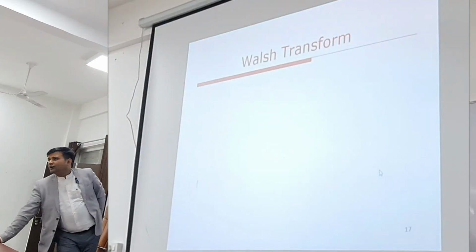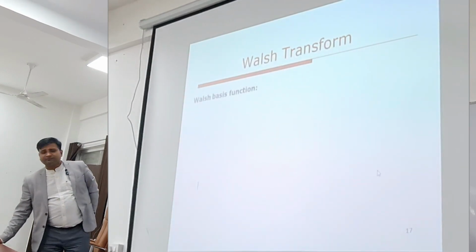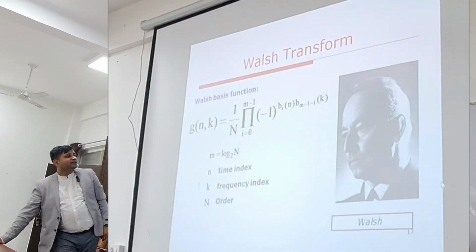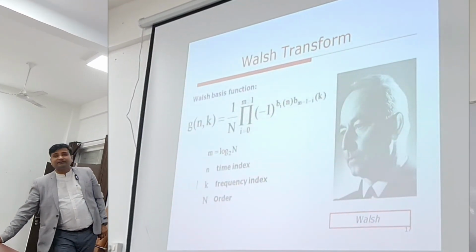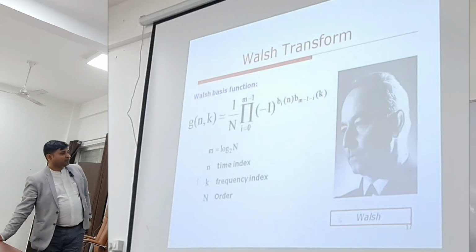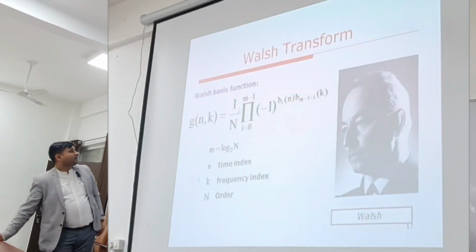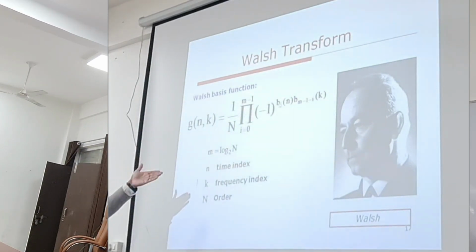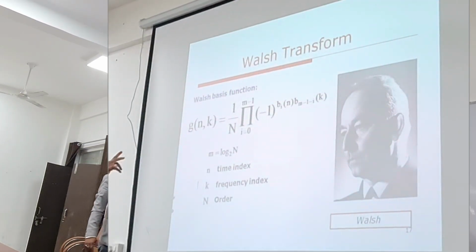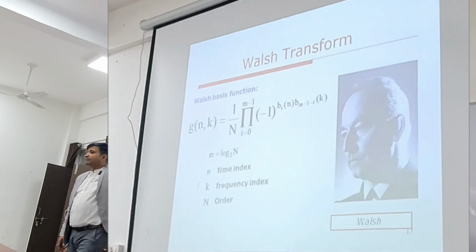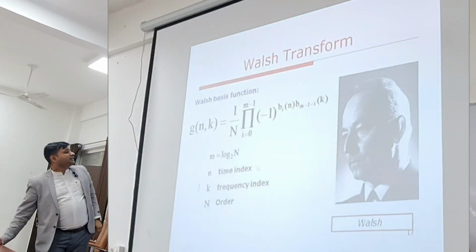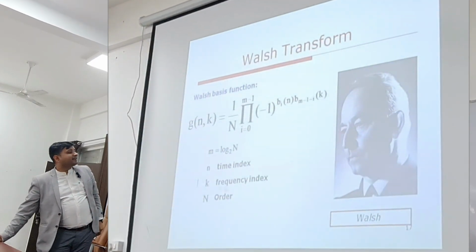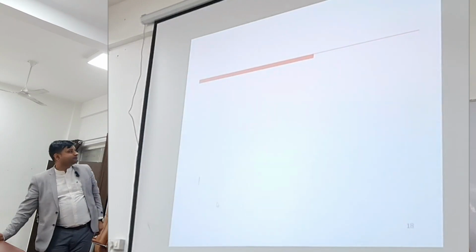Another transform is the Walsh transform. Walsh was a mathematician who invented this transform. That's why it is called the Walsh transform. And this is the basis function of the Walsh transform. Here 1 upon n, so i is equal to m minus 1. This is the basis function. This is a complex basis function. Here it is a logarithmic basis. n is the time index, k is the frequency index, and n is the order.